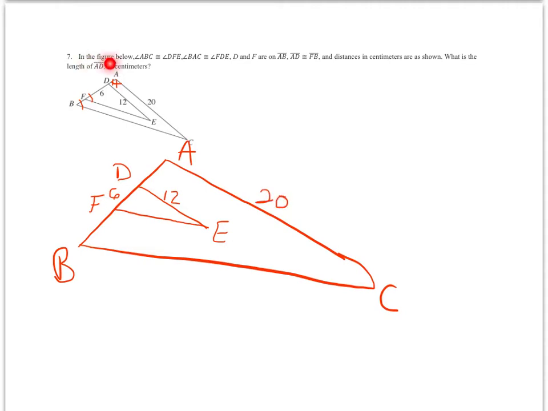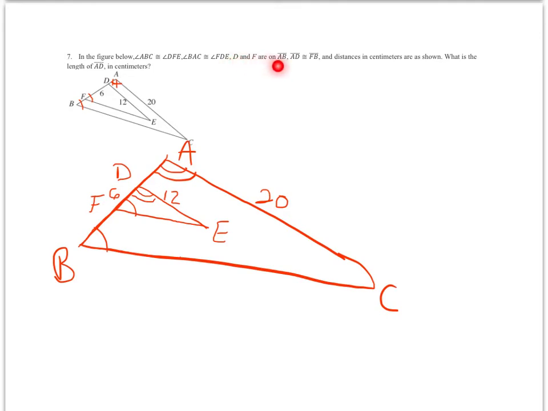Start from the beginning. In the figure below, angle ABC, that's this angle right here, is congruent to angle DFE, it's this angle right here. Angle BAC, it's this angle right here, put two arcs on that, is congruent to angle FDE. So that's this angle here. That makes sense?